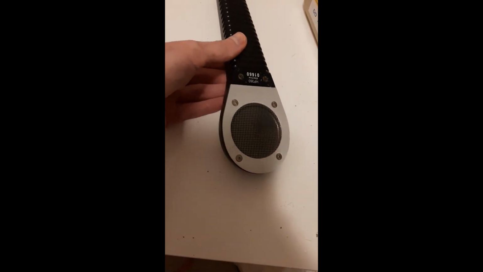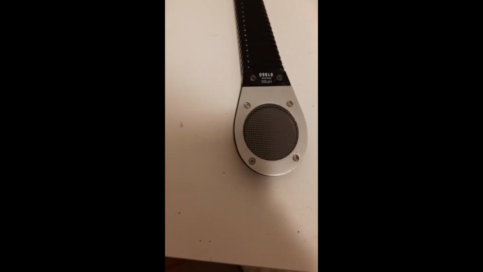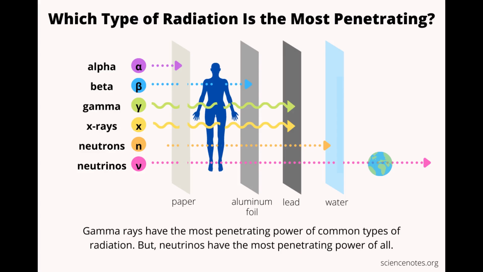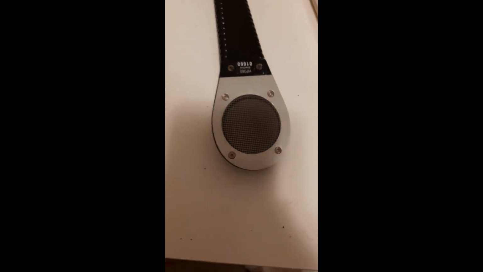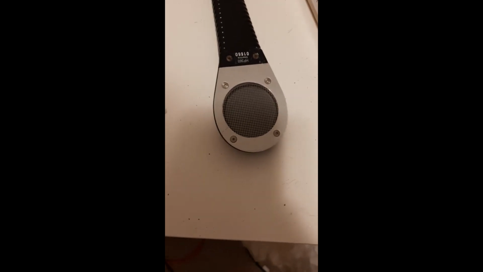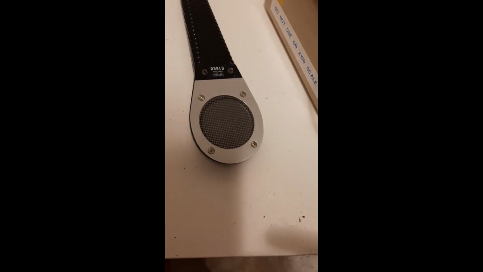Now, I got a pancake probe because it's sensitive to a wider range of radiation. It can detect alpha particles, beta particles, gamma rays, and X-rays. It cannot detect neutrons, but that's a completely different technology. Different detectors can detect different things.